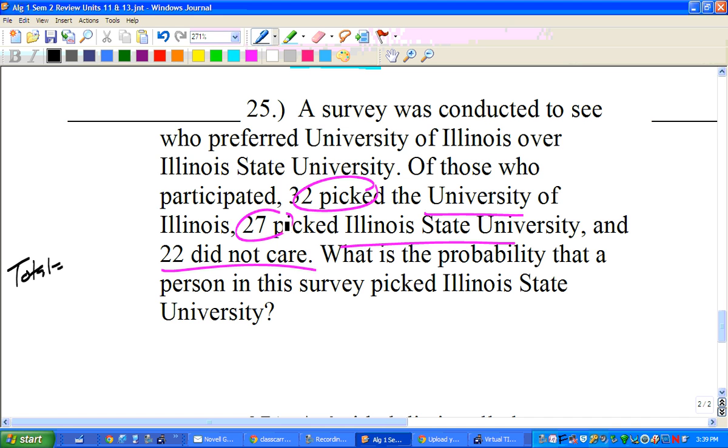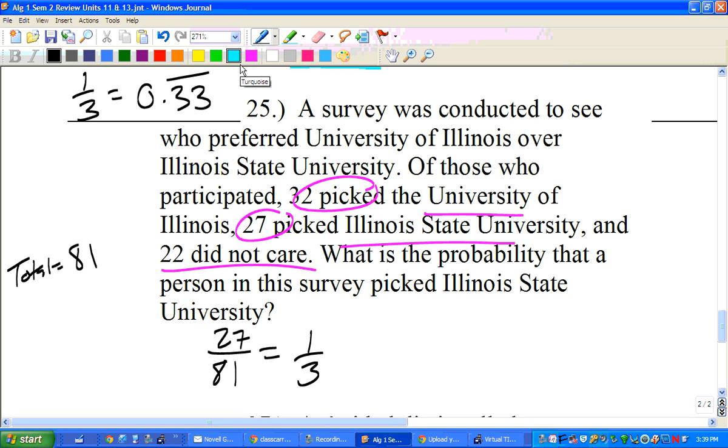So the first thing we want to know is the total, and when you add all those numbers up, you get 81. The people that picked ISU were 27, and we can reduce that fraction to 1/3, okay? And if you write that as a decimal, it's 0.33 repeating.